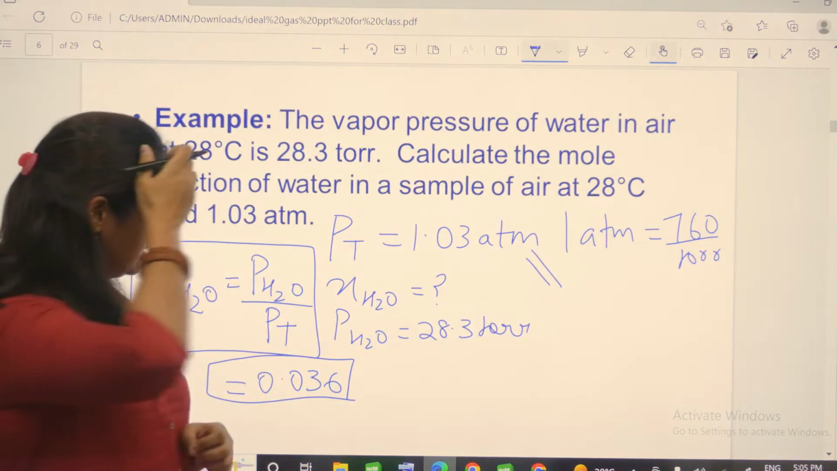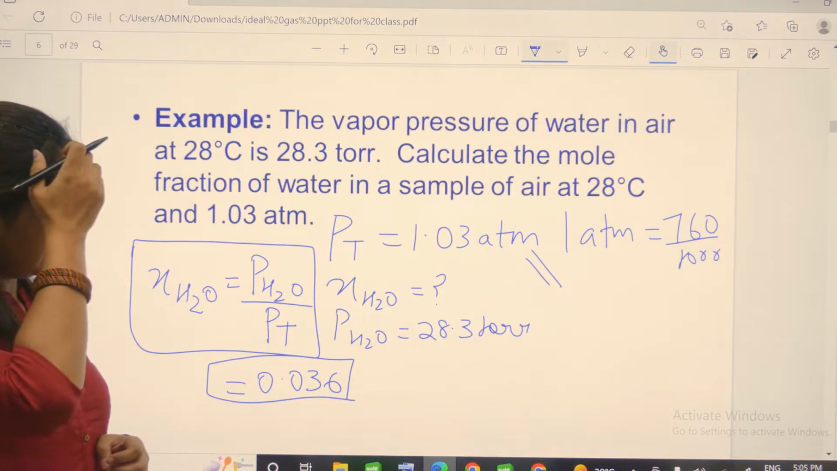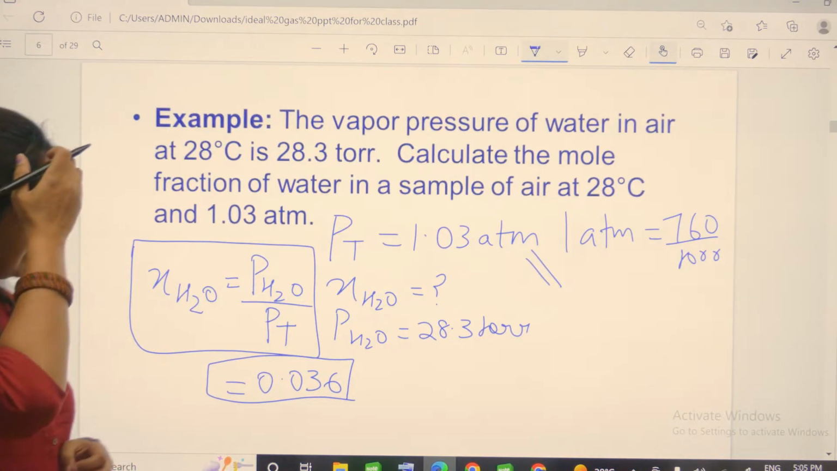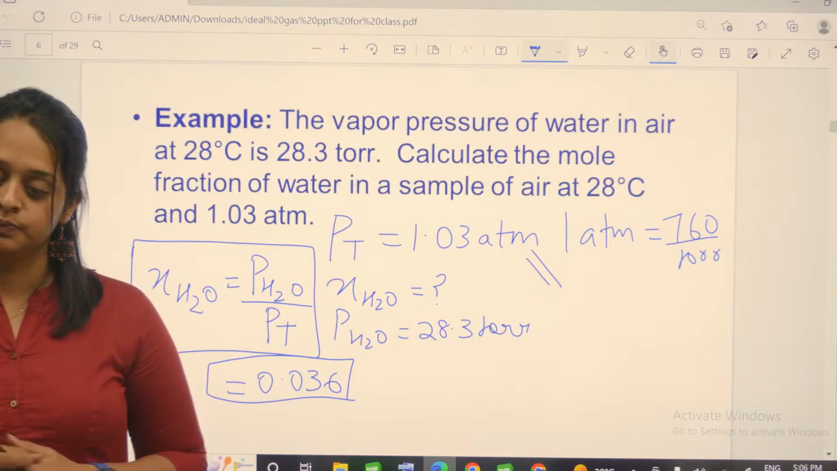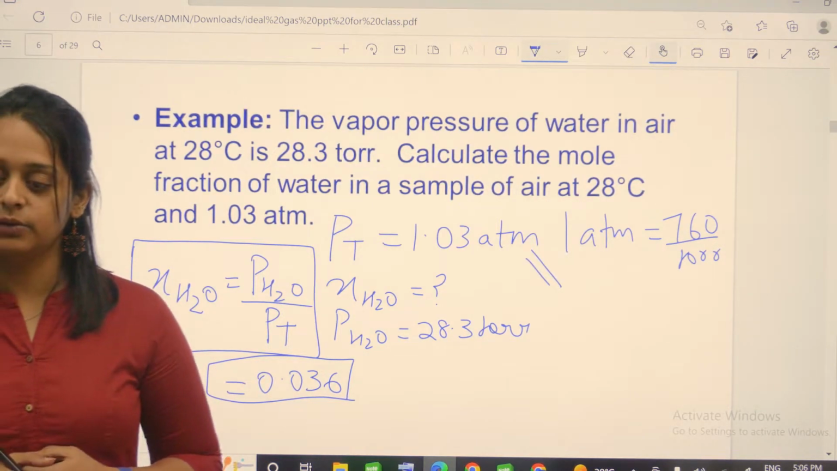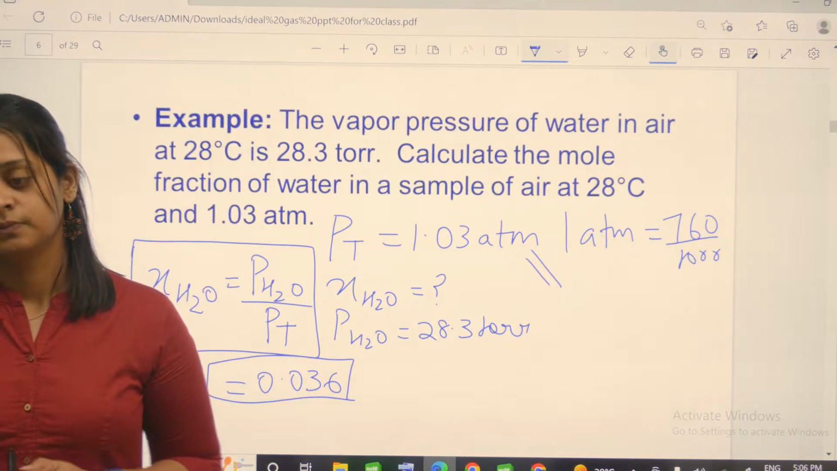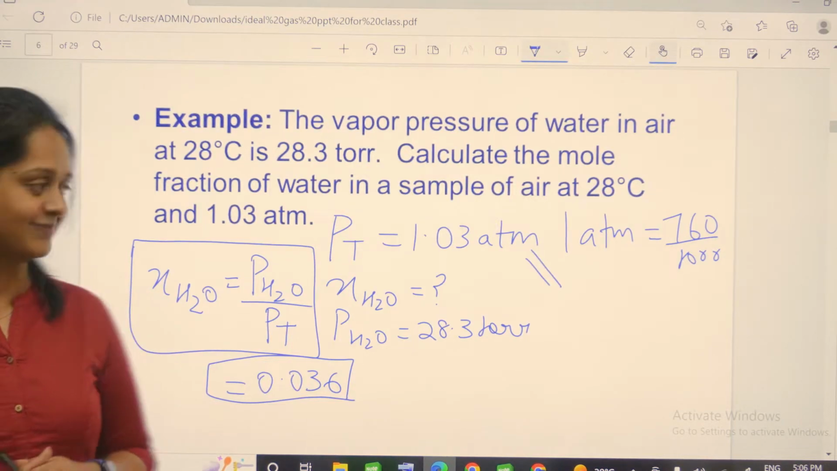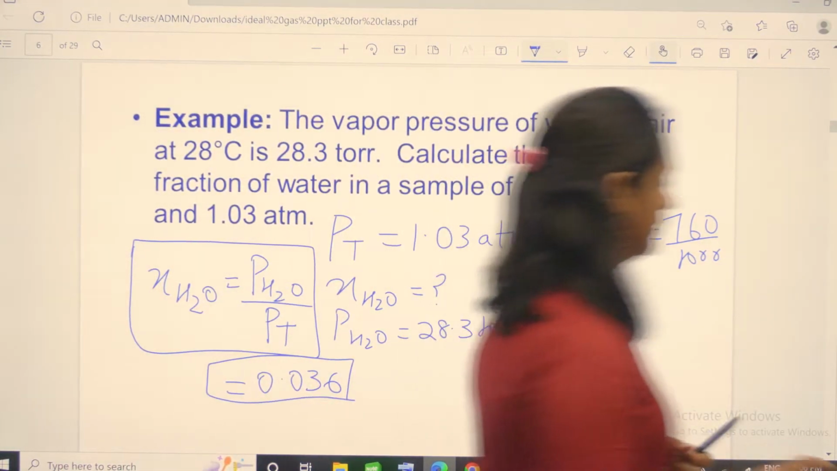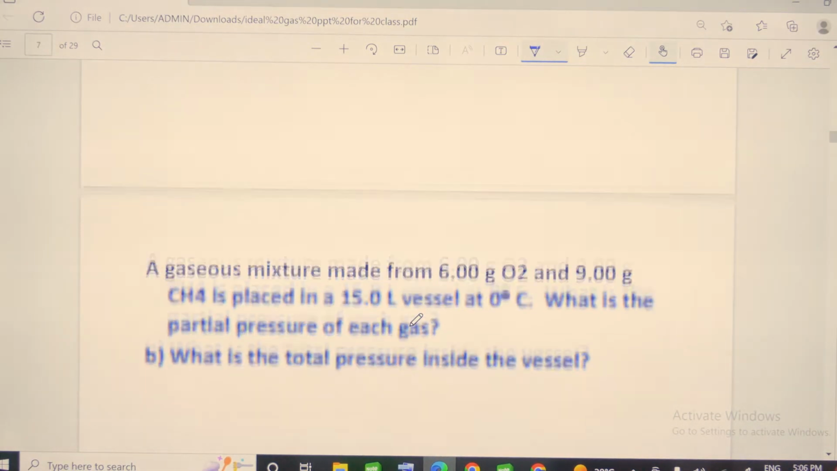So 782, that means 28.3 divided by 782, right? That is what you have to do. That comes out to be 0.036. Clear? This was one of the simplest questions.